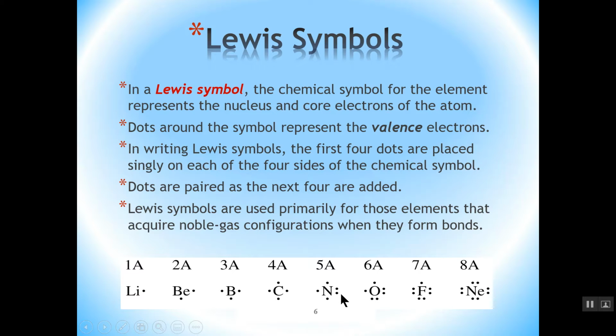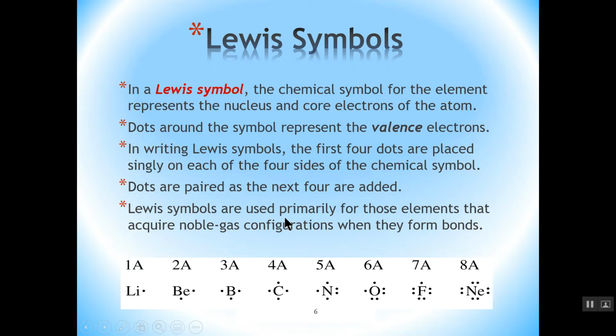So the next electron added to get nitrogen, you're going to place a dot pairing up with one of the dots that was there before, and then from nitrogen to oxygen, you have a pairing again, and then from oxygen to fluorine, there's a pairing here again, and then finally, from fluorine to neon, there's a pairing here, all right? So that's basically how we determine the Lewis dot structure, or the Lewis symbols for any particular atom.